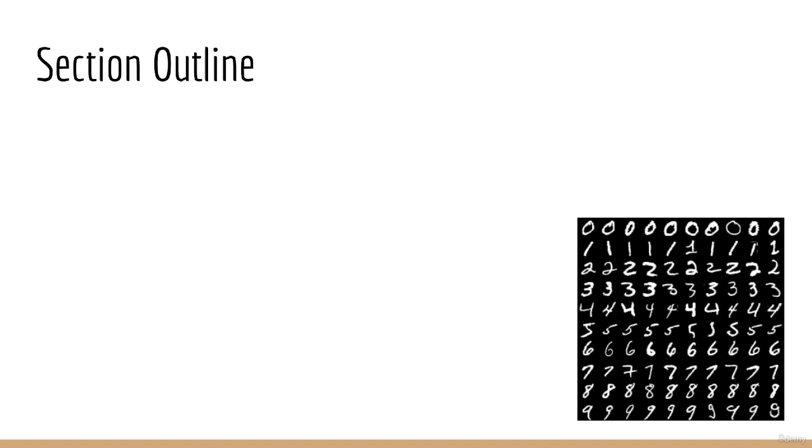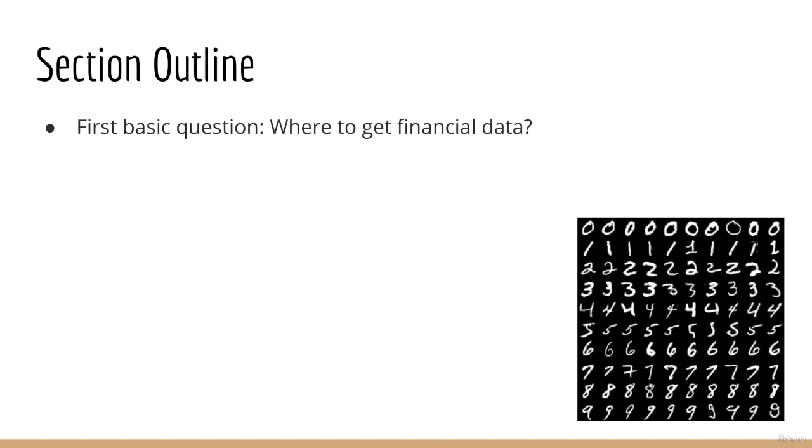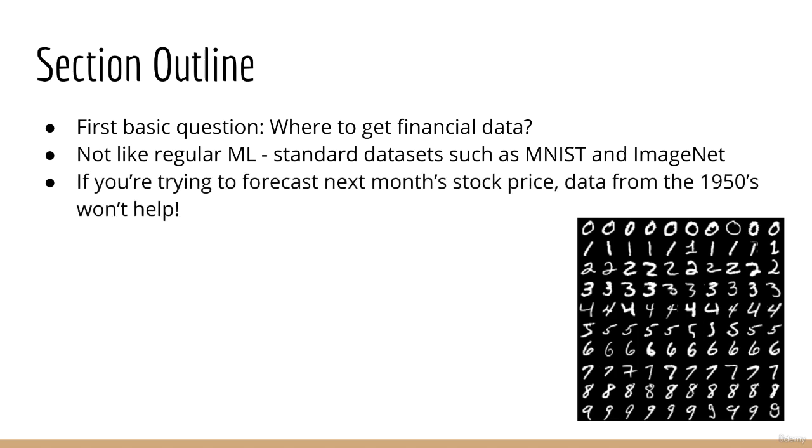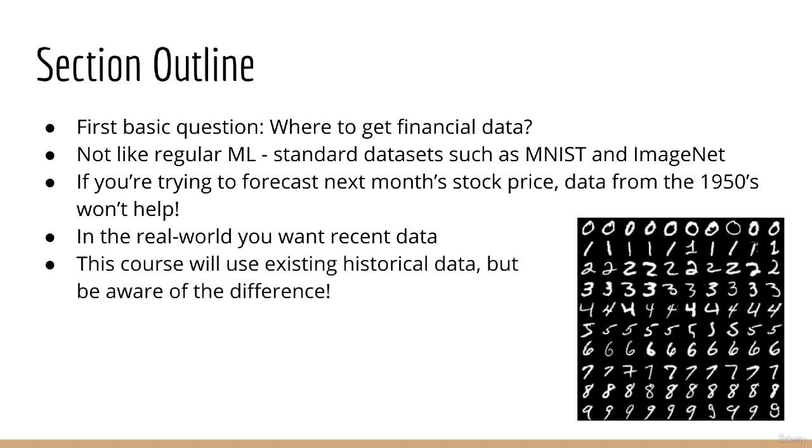In this section, we're going to start from the very basics. Where do you get financial data? In typical machine learning, we are accustomed to having standardized datasets like MNIST and ImageNet. But this doesn't make sense for financial data. There's no such thing as a standard dataset. If you want to predict the return of a stock over the next month, then the stock price from the 1950s is not going to be very helpful. So, in the real world, often what you are looking for is the most recent data. For the purpose of this course, we will be working with fixed datasets, but you want to be aware of the fact that, in practice, your data isn't going to be some static CSV file.